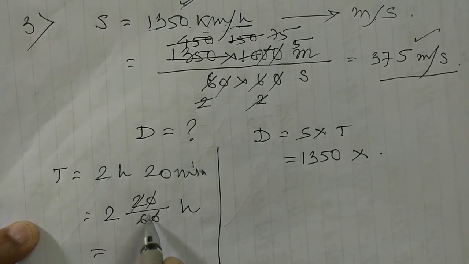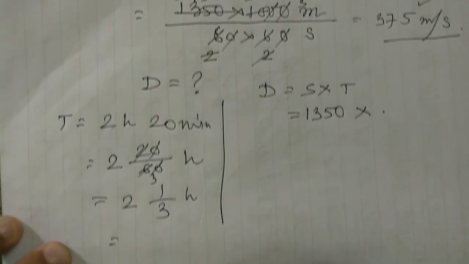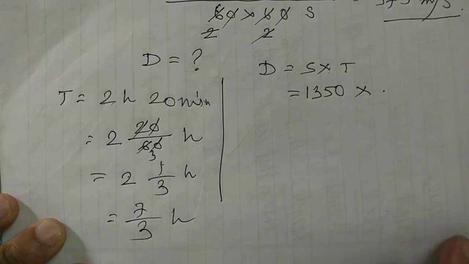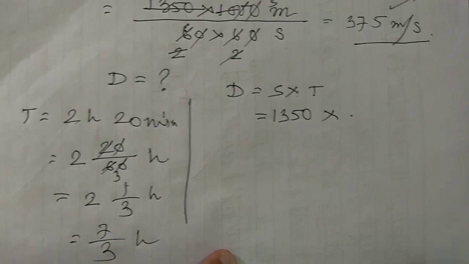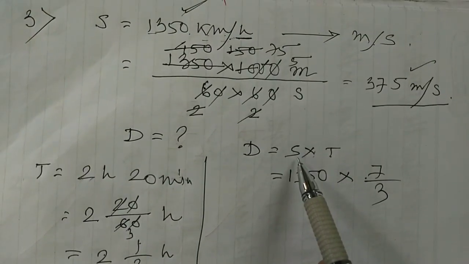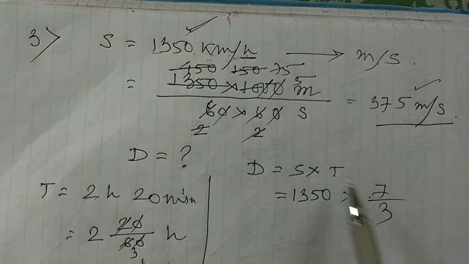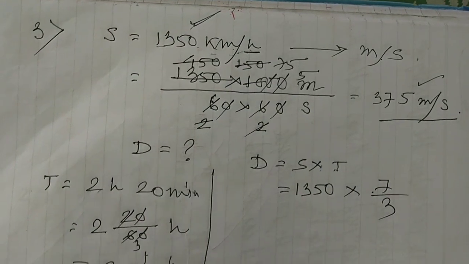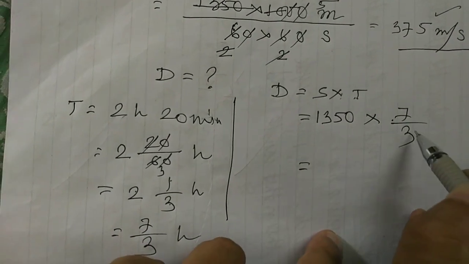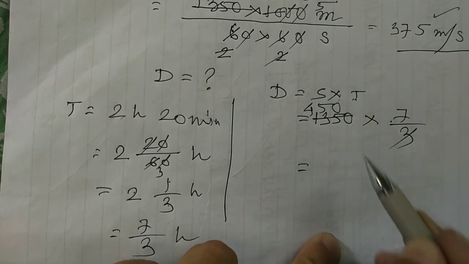So zeros cancel, 20 by 60 is 1 by 3. That is 2 and 1 by 3 hours. That means what we are getting? 2 into 3 is 6, plus 1, 7 by 3 hours. Correct? So this time we have to put here, 7 by 3. I hope you understood, because my speed is 1350 km per hour, which is kilometer per hour. So that's why time has to be in hours. So that's why I have converted the whole time into hours, and we are putting the value here. Now let us calculate it. Okay, now multiply.